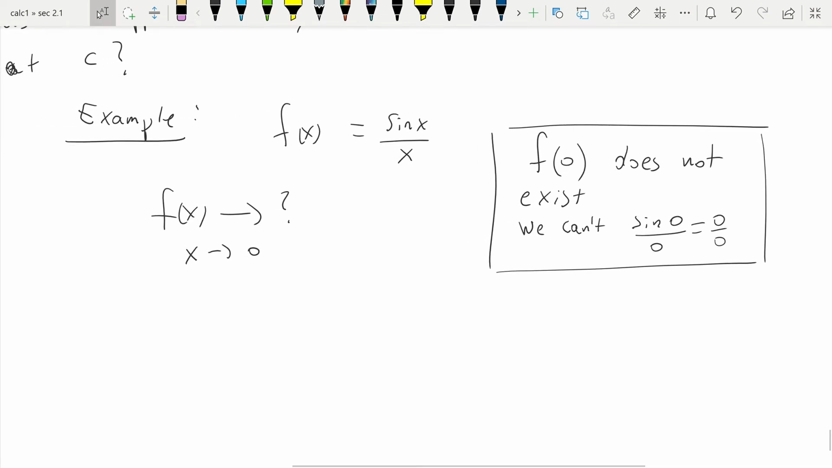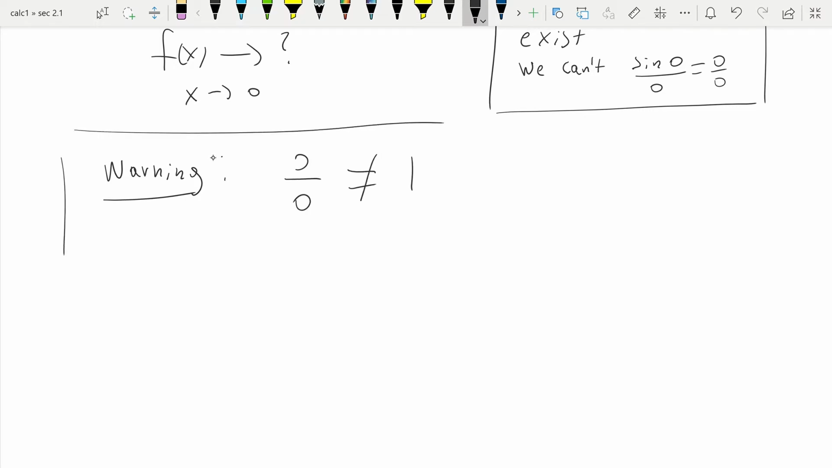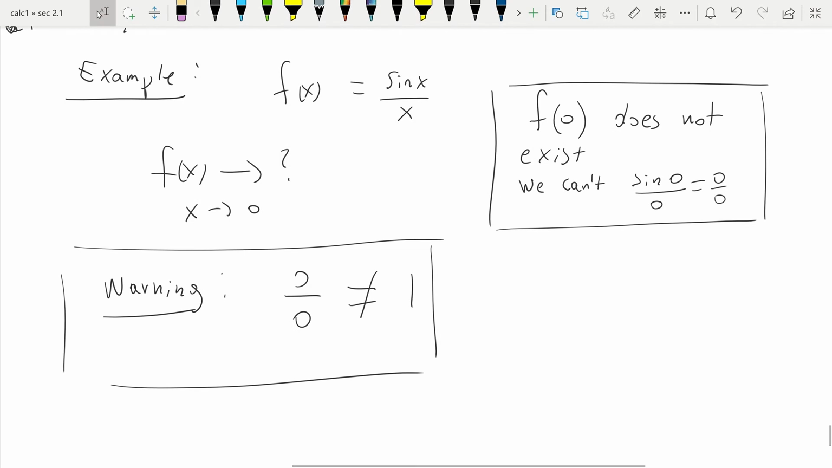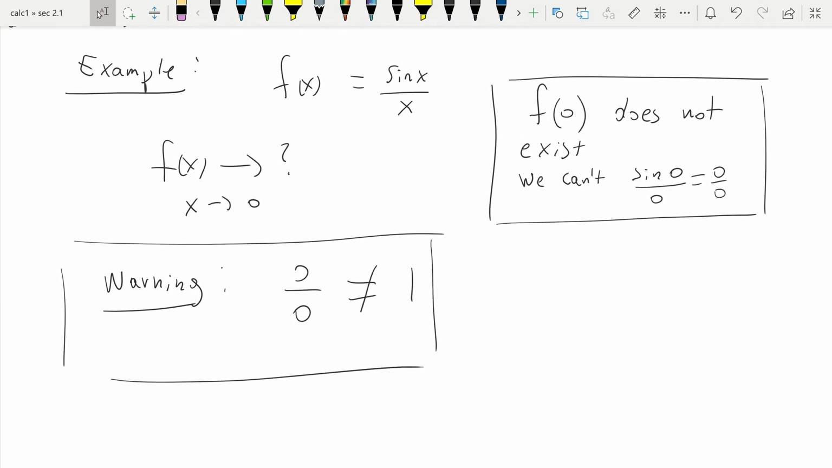Okay, 0 over 0 is not 1, so warning: 0 over 0 is not equal to 1, ever. This is not a well-defined number, and as such we cannot just operate with expressions like this as if we were considering normal fractions. So this is the starting point. But maybe we can see that as x gets closer and closer to 0, this quotient is approaching a given number.